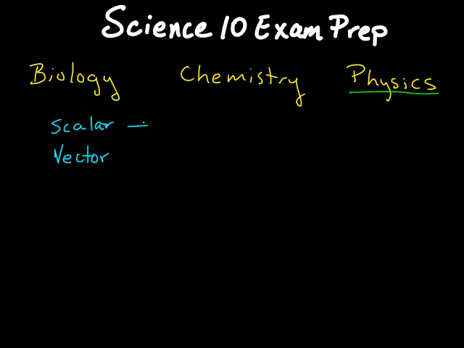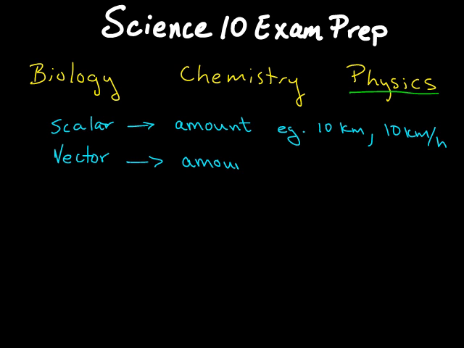Okay, scalar is amount, so in other words, how much of something you have. Could be a distance, for example, 10 kilometers. Can also be a speed, maybe 10 kilometers per hour, something like that. And vector is amount plus direction.